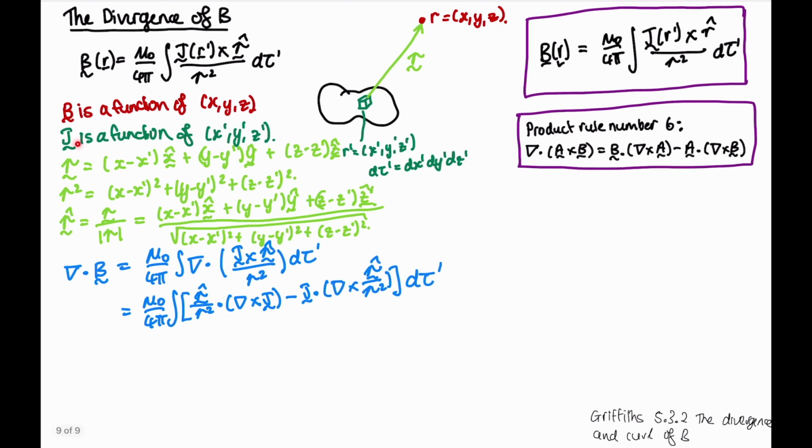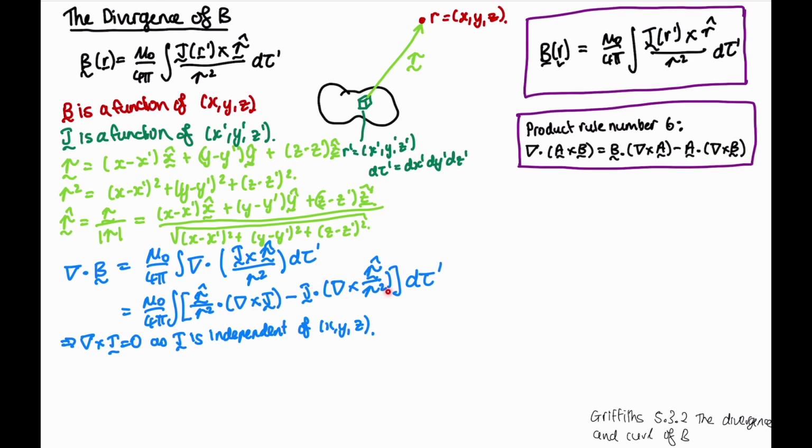But J, that is the current density, and it's independent of where we measure it from. So this is independent of what we're taking the derivative with respect to when we take the curl. And whenever we differentiate something which is a constant, we just get 0. So that tells us that this is going to be equal to 0 as J is independent of x, y, and z. So that means that this whole term here is going to be 0.